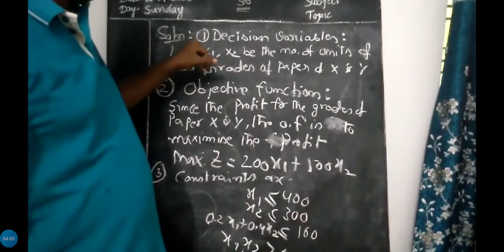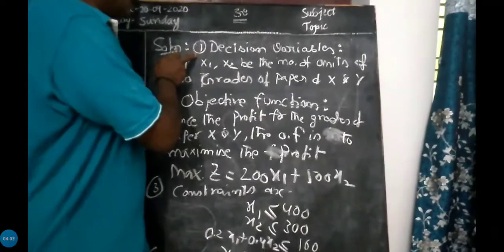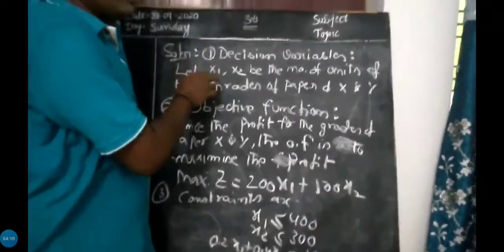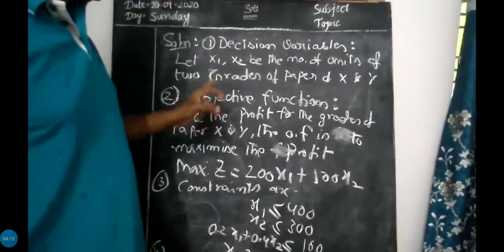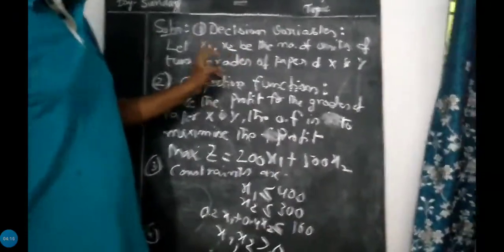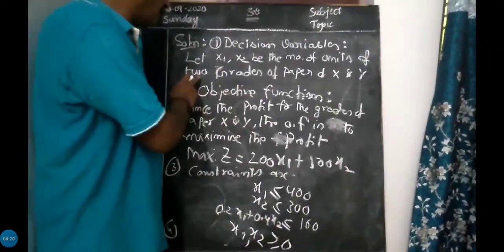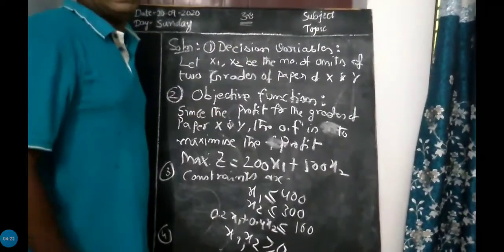I will explain and I will repeat once again. First identify the decision variables of the problem. Here there are two grades of the papers. Then we can identify two variables, that is x1, x2. So here x1, x2 be the number of units of two grades of the paper of X and Y.